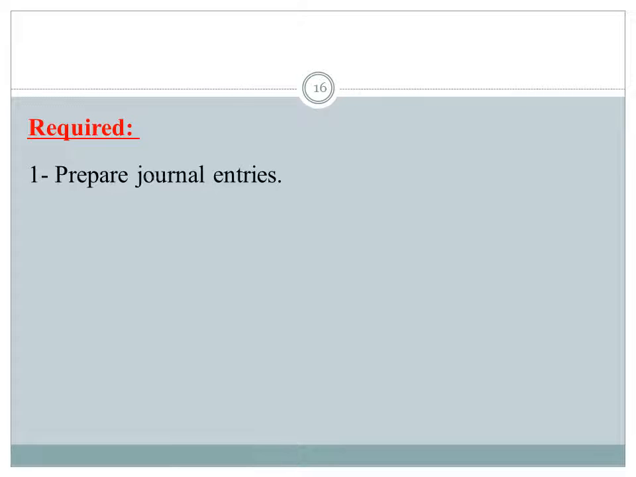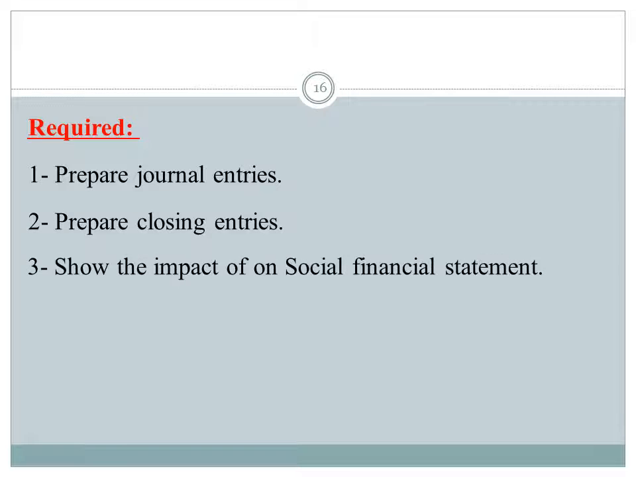Required: prepare journal entries, prepare closing entries, and show the impact of the above transactions on the social financial statements.